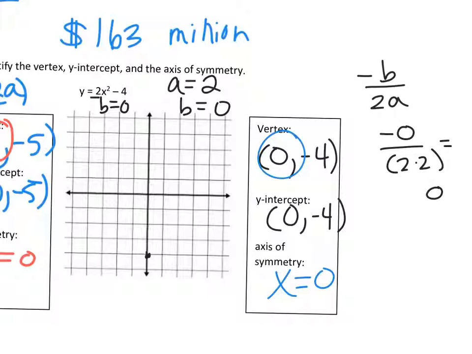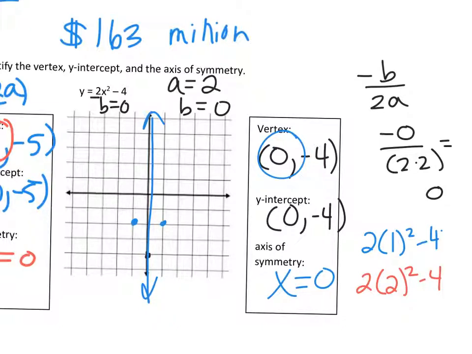So all I have is my axis of symmetry and my vertex. So what you can do is plug in a number for x. I'm going to plug in 1. 2 times 1 squared minus 4 is going to be -2. So (1, -2) and (-1, -2) are points. And just so I'm a little neater than I was in the last one, I'm going to plug in 2 as well. So 2 times 2 squared minus 4 is 4. So I go up 4, up 4. And I can use symmetry.